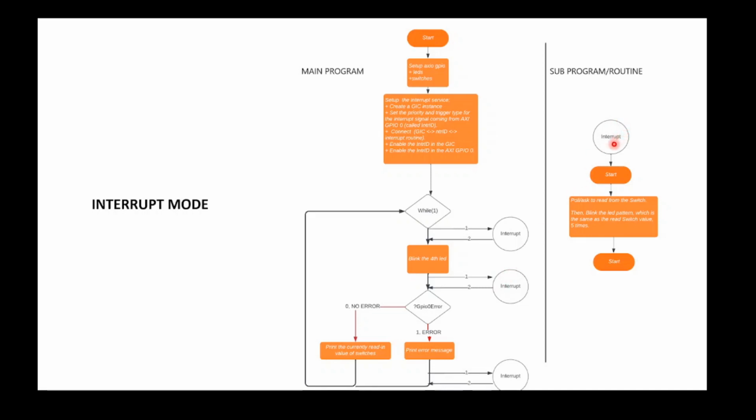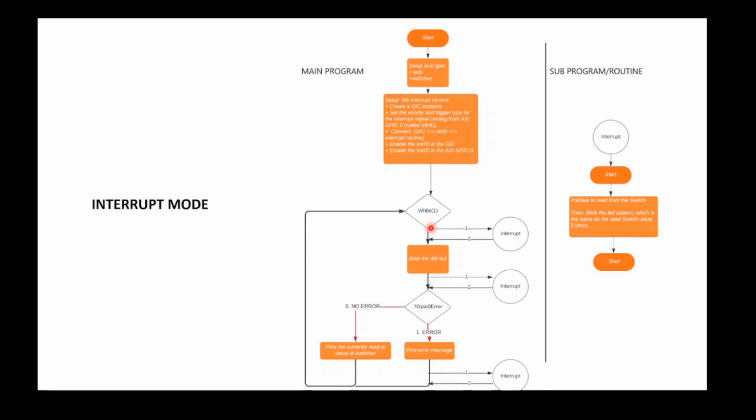And again, when we are inside the interrupt function, we will read in the switch button, and then we will blink our LED pattern according to the switch value, and then we end the interrupt. We end the interrupt, and then we go back to the main flow of our main program, and we continue our main flow in the main program.